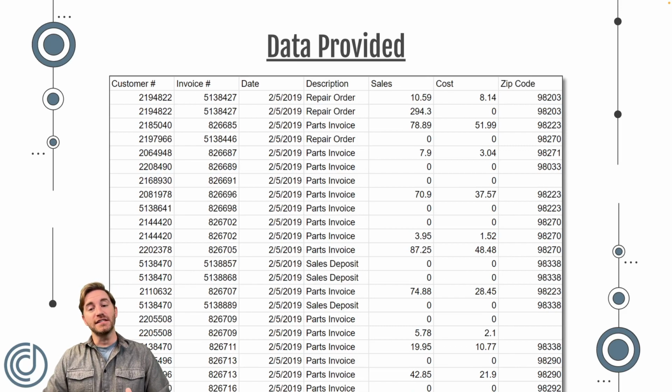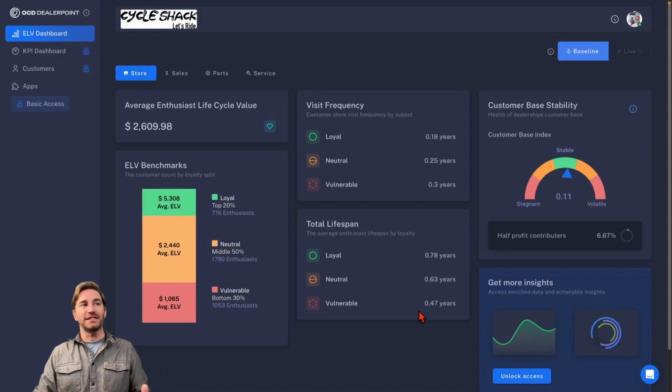The next thing we collect is invoice number, then date, description, which is the department that that transaction actually happened in, the sale amount, cost, and zip code, which is used for heat mapping. Now, let's look at what this turns into when we load it into DealerPoint. The first thing you may notice is the average enthusiast lifecycle value.